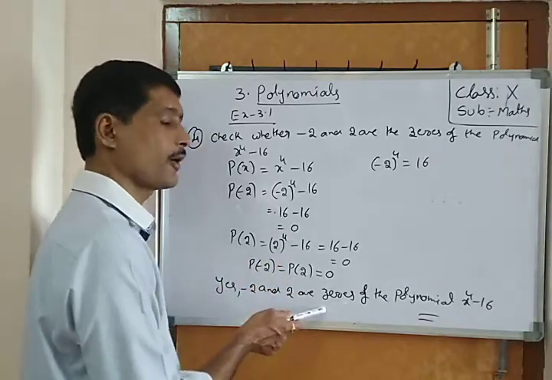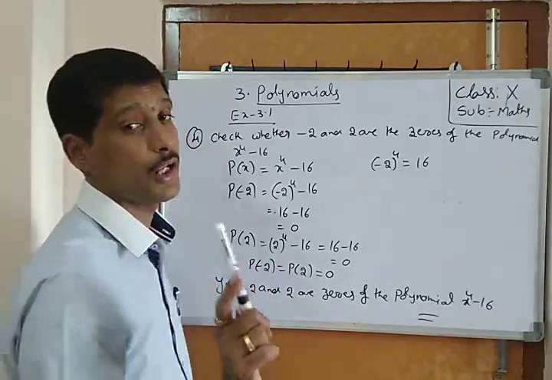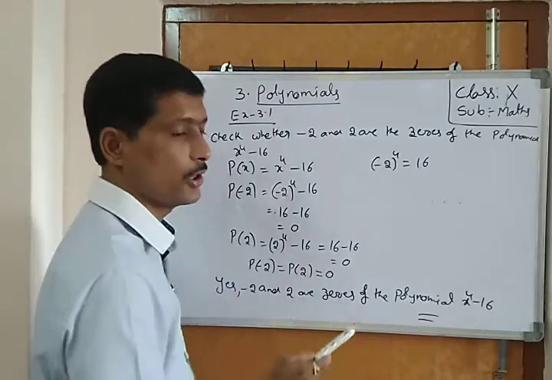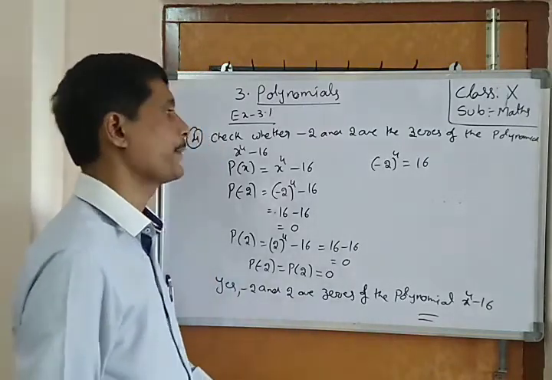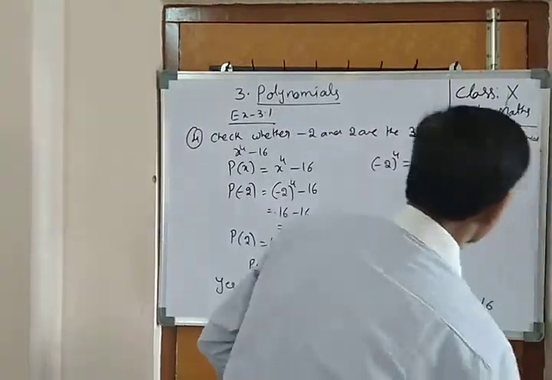Here zeros of the polynomial means solution of the polynomial. Zeros means that is the solution of the polynomial. Okay, next exercise, that is second exercise.